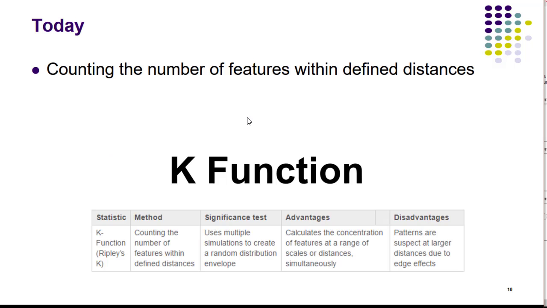All right, the spatial statistic we're going to use today is called the K function. The K function counts the number of features within defined distances. It has some advantages and some disadvantages. The disadvantages are shown here as part of this little table. The main disadvantage is that those patterns are suspect at larger distances due to edge effects.